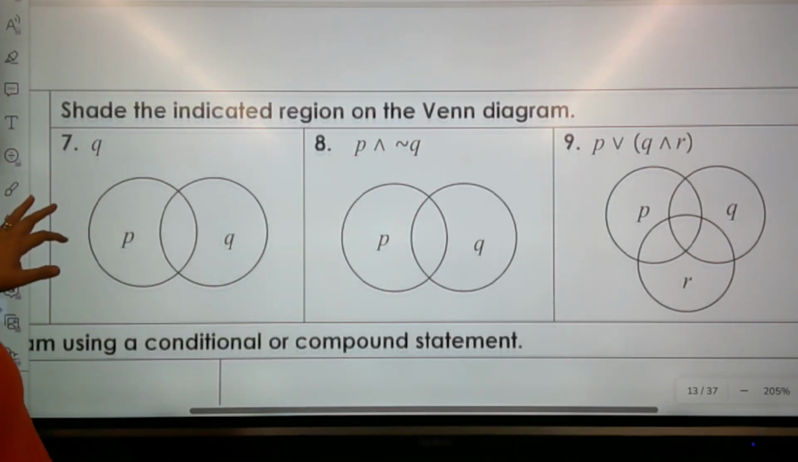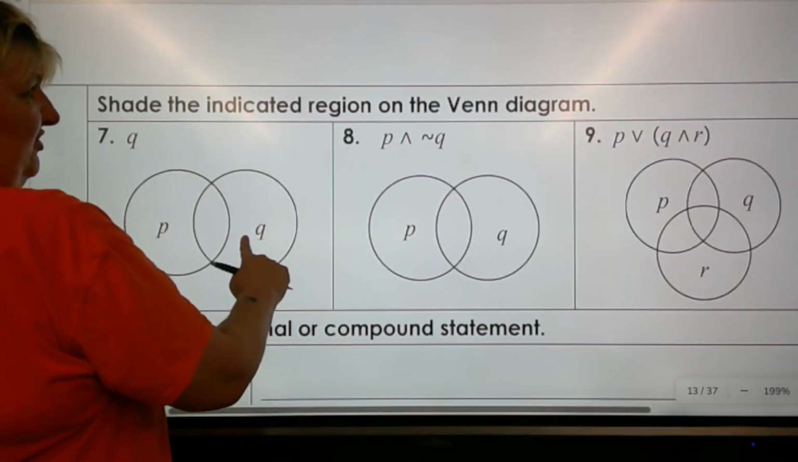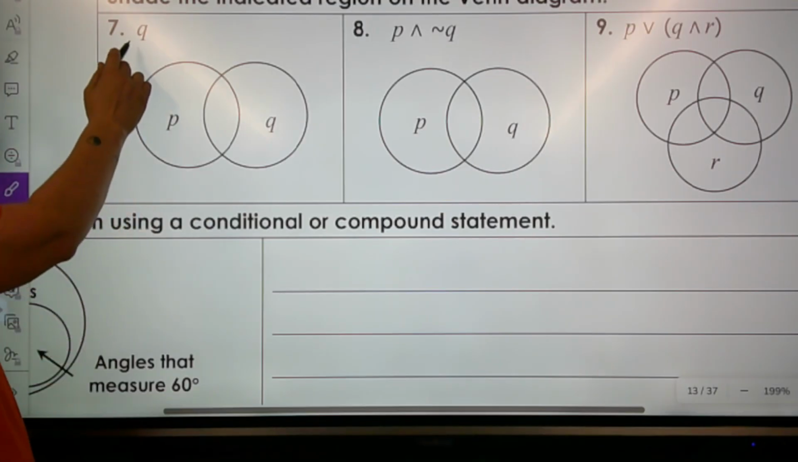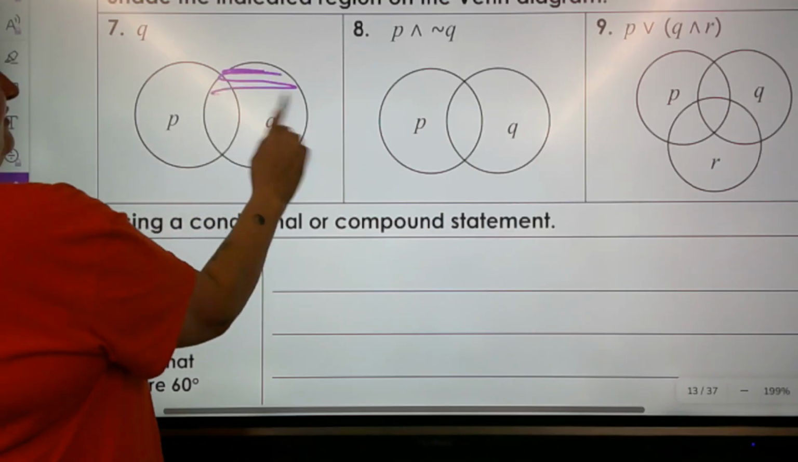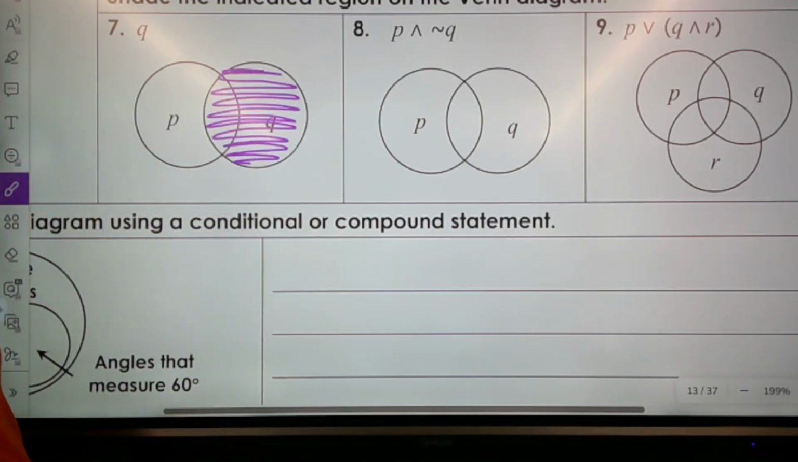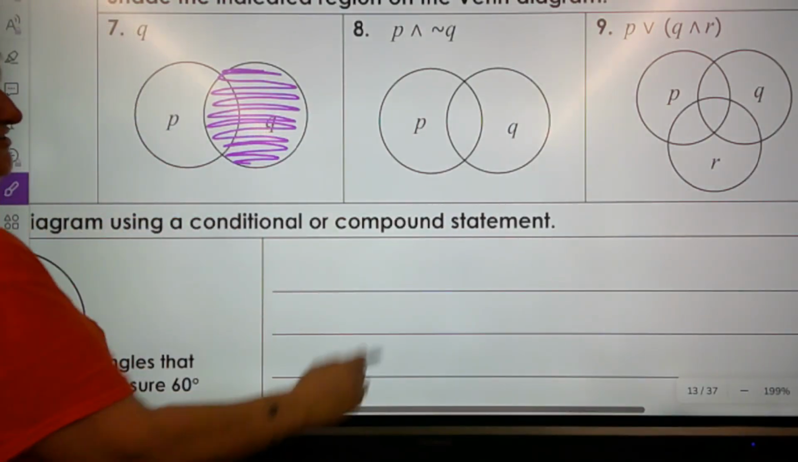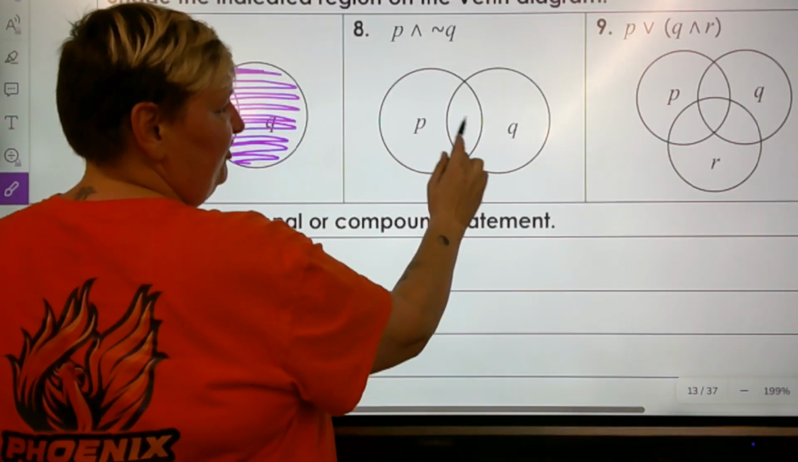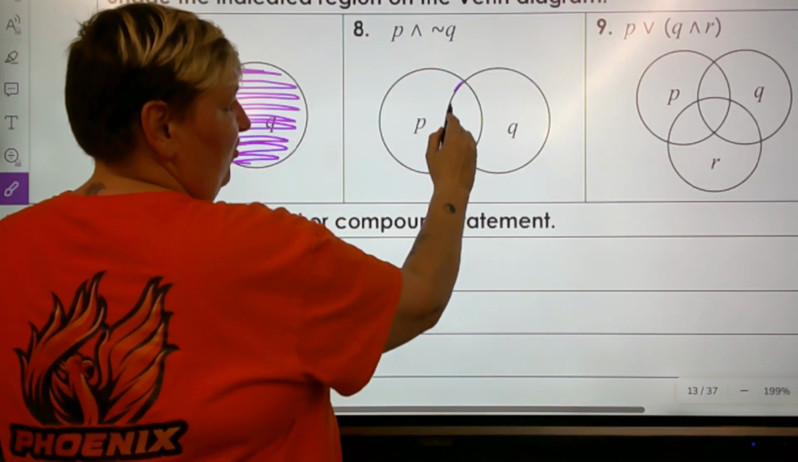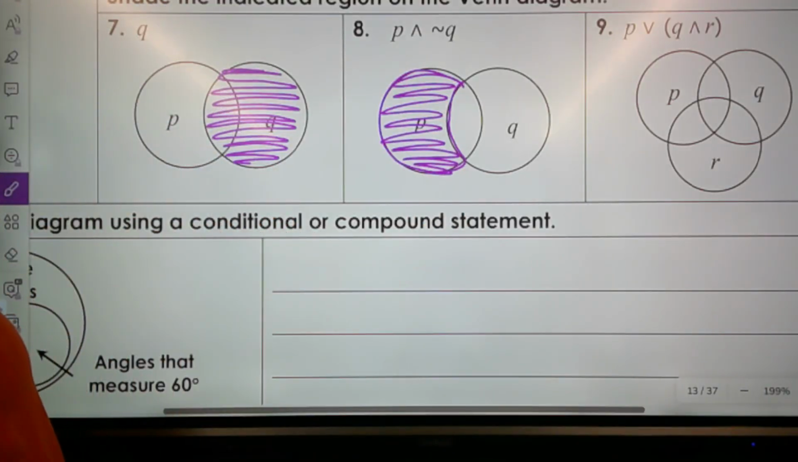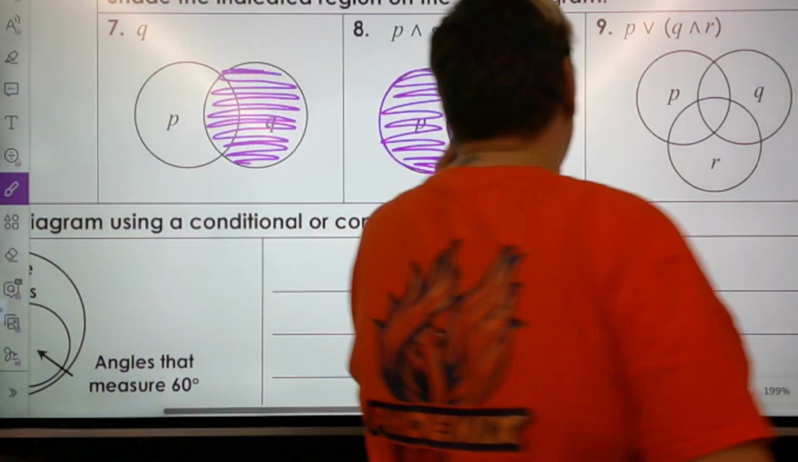Alright, but we can take this further, right? We can bring in negations. So let's think about it. It says shade the indicated region on the Venn diagram. This one says shade Q. That's easy enough. Let's shade Q. Done. This one says P and not Q. Alright, so instead of just shading P, we have to take out Q, which means we have to take out the overlap. So we're only going to shade P but not Q. Make sense?